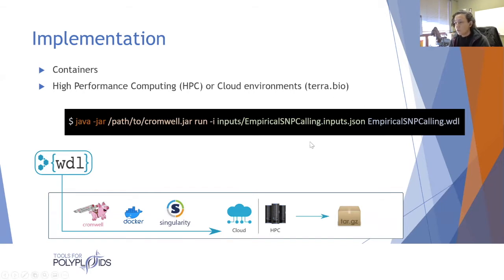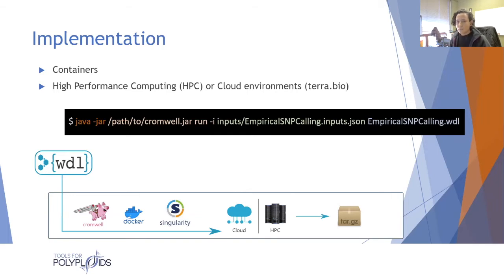And it's only possible to run this with a single line because each task is performed inside a container, a Docker or a Singularity container. So I don't need to install anything. Everything is already available in these images. And Cromwell also has compatibility with cloud and with high performance computing, including Slurm and other management systems.